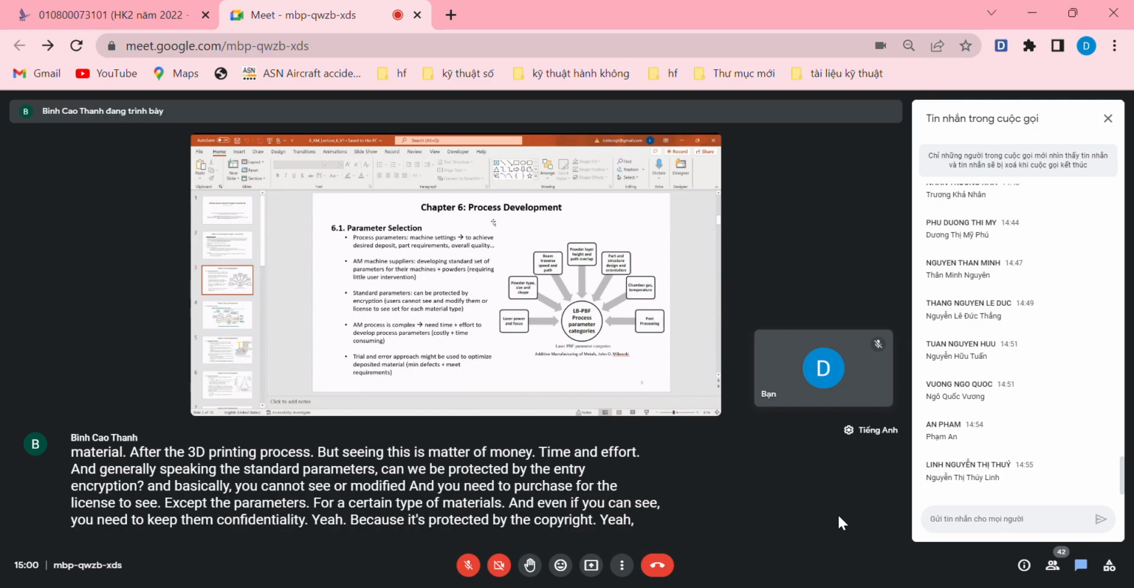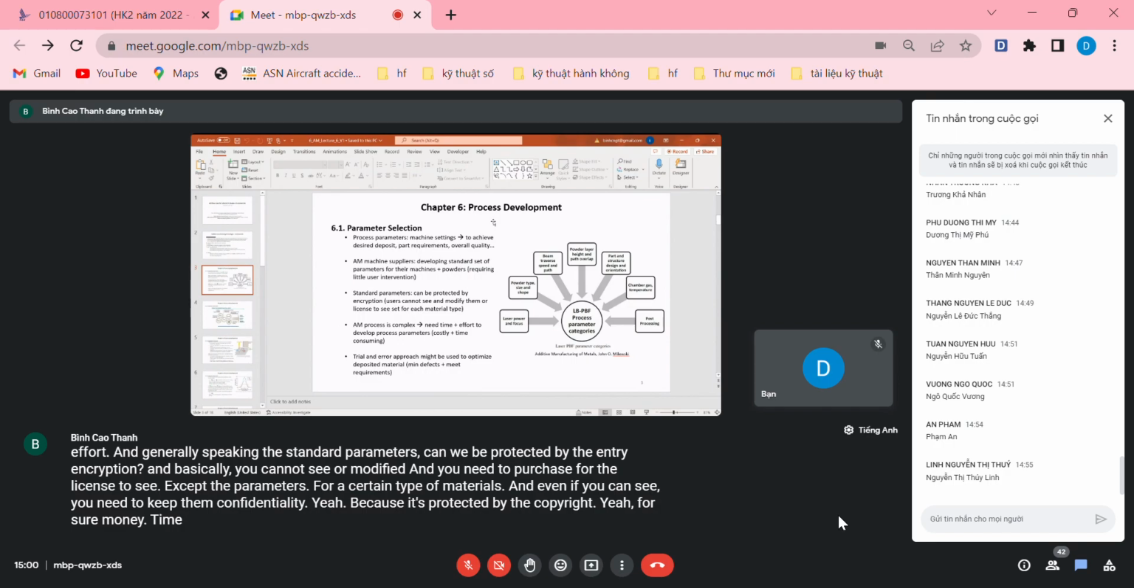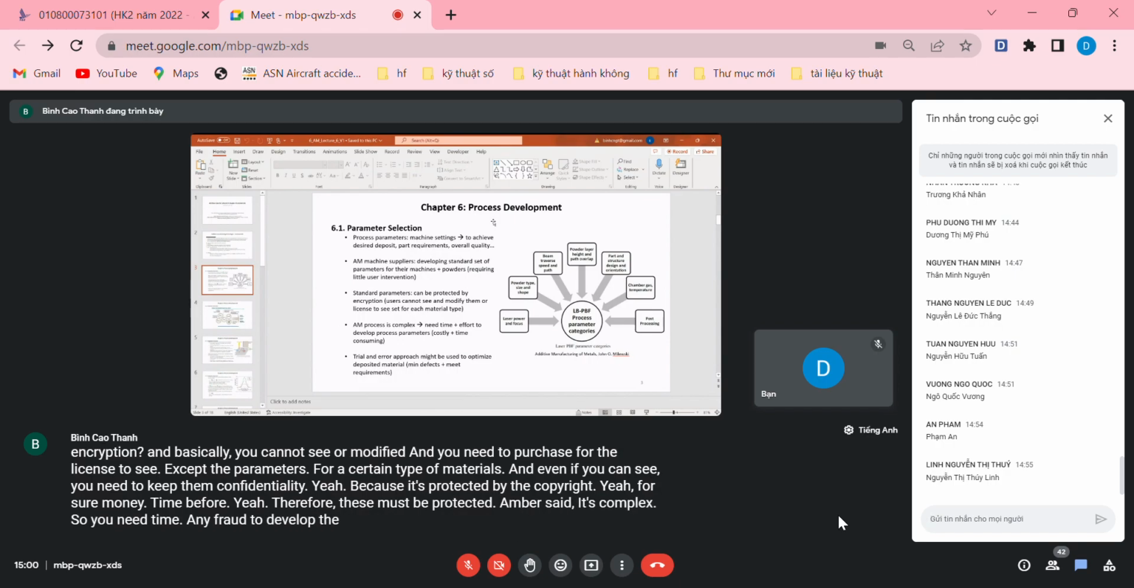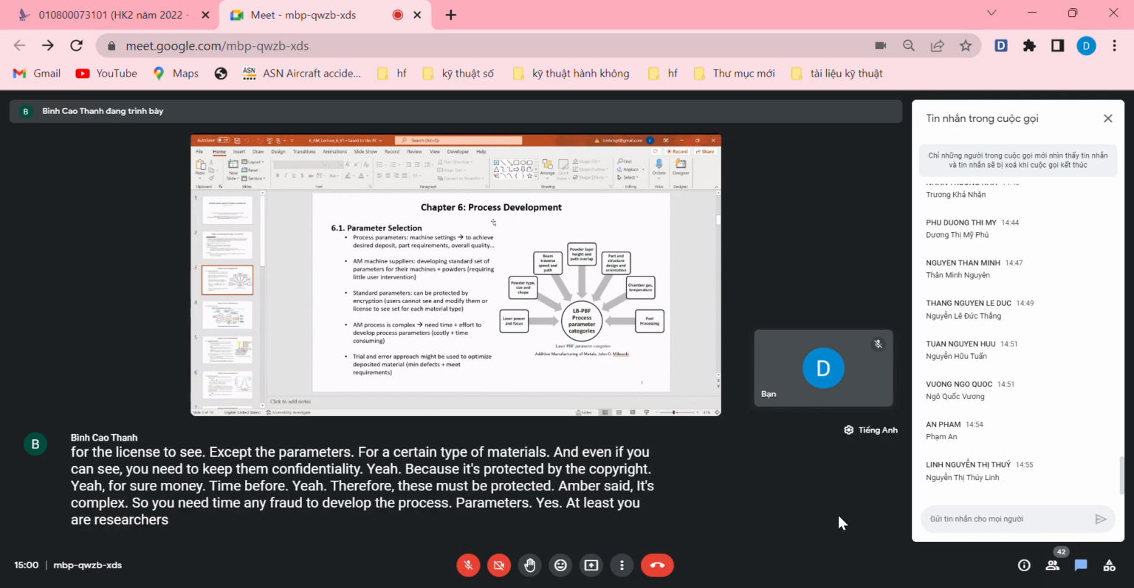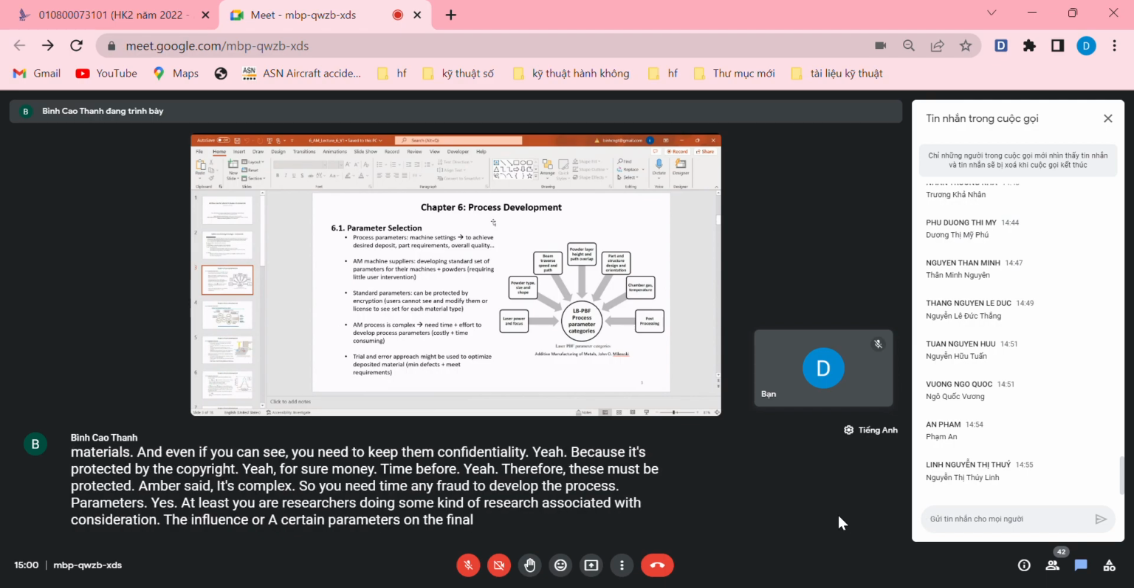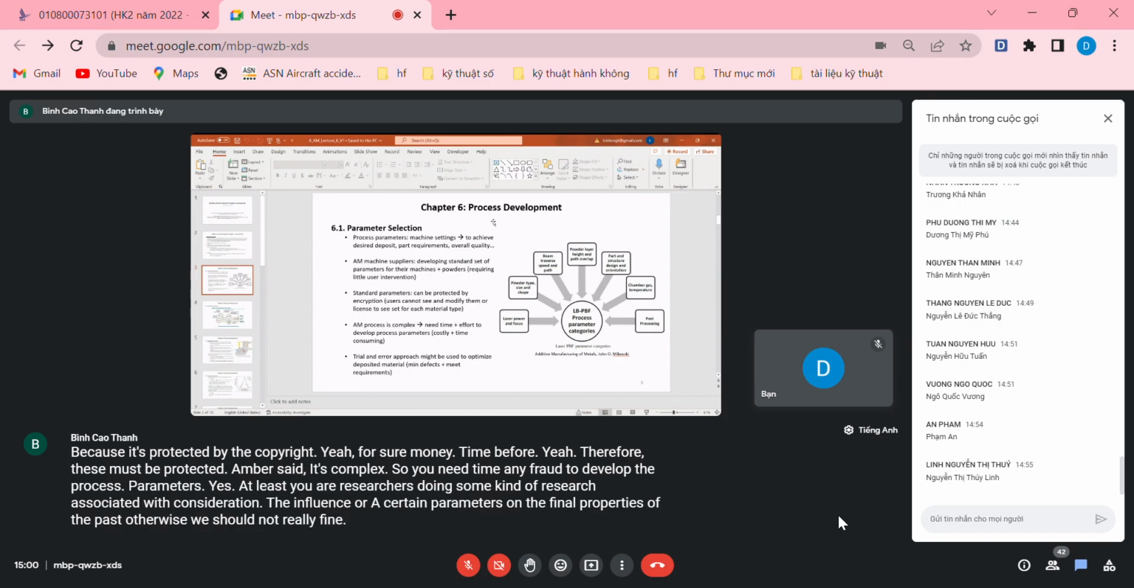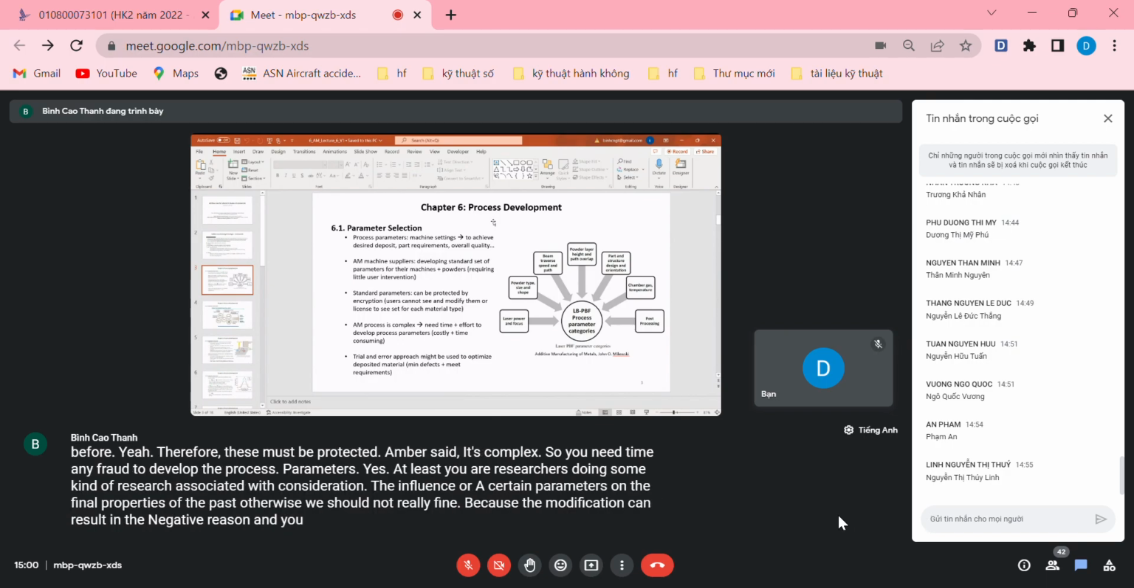Yeah, for sure. Money, time, effort. Therefore, it must be protected. The AM process is complex, so you need time and effort to develop the process parameters. At least you are researchers doing some kind of research associated with consideration of the influence of certain parameters on the final properties of the parts. Otherwise, you should not modify them, because the modification can result in a negative result, and you lose time and throw money away. Yeah, it's unwanted.